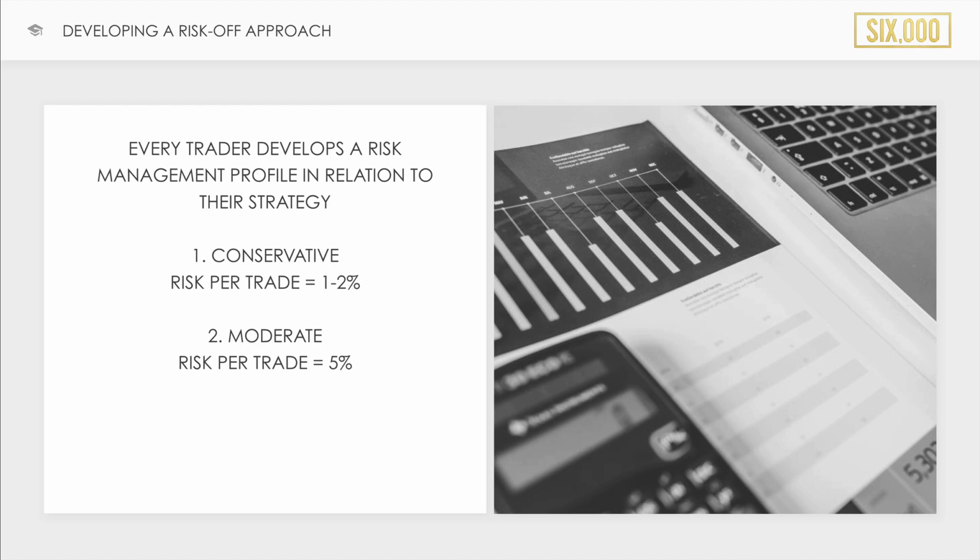You cannot consistently trade 5% every single trade. For instance, let's say you have 3 losing trades in a row. You've already wiped 15% of your trading account. So there is a large risk there. Whereas if you have a conservative strategy and you risk 1% a trade and you lose 3 trades, you've only lost 3% of your entire account balance, which is minimal.